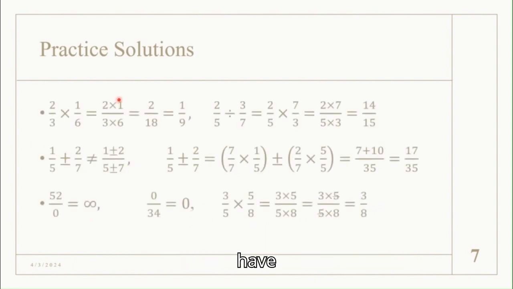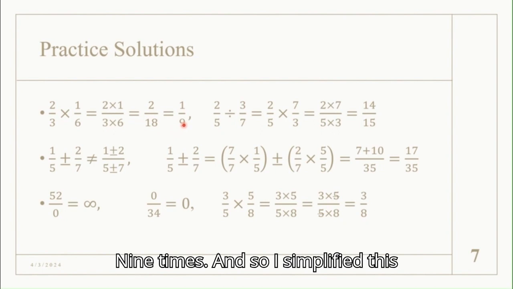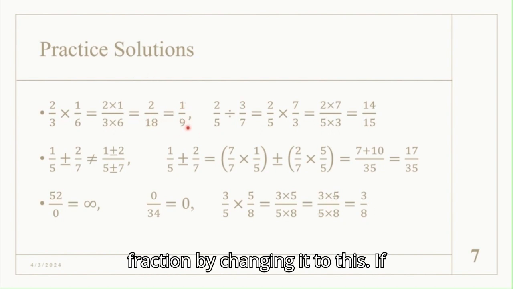And so when I have 2 over 3 times 1 over 6, that is 2/3 times 1/6, what I end up getting is 2 times 1 divided by 3 times 6. That gives me 2 over 18. And since I can take 2 out of both of these numbers, I can get 1 divided by 9. The way that works is I know 2 goes into 2 one time, and I know 2 goes into 18 9 times. And so I simplified this fraction by changing it to this.